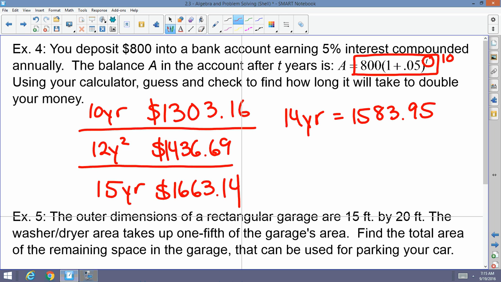Okay, so it's going to take roughly about 14.5 years. Okay, sure, you had to guess and check, but you got to your answer. So sometimes guessing and checking is very useful.